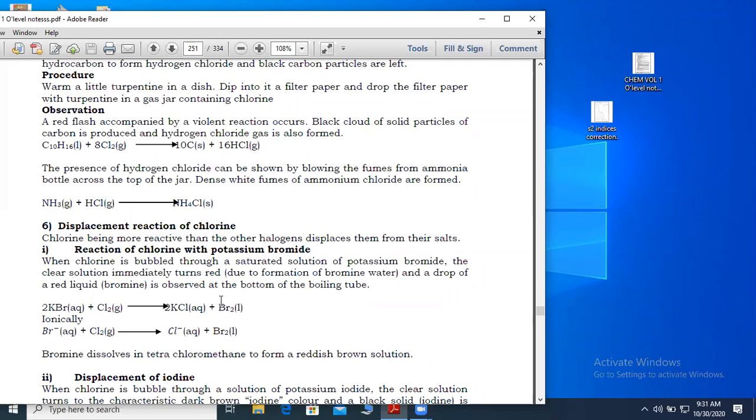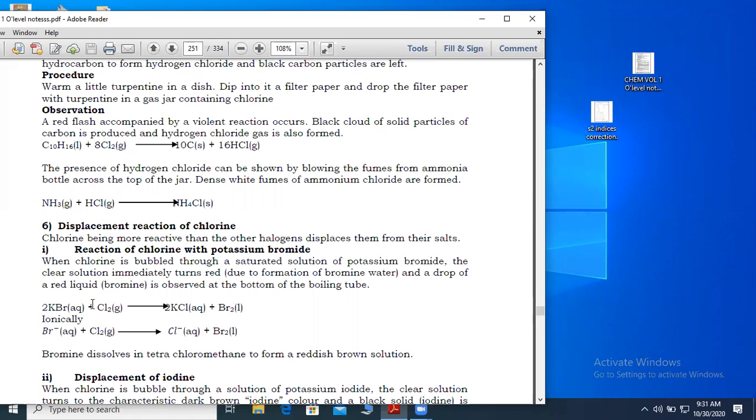Now this is where I need you. I need you to be attentive. You'll say, chlorine is more reactive than bromine. You get that? Chlorine is more reactive than bromine. Therefore, chlorine displaces bromide ions from the solution of potassium bromide.